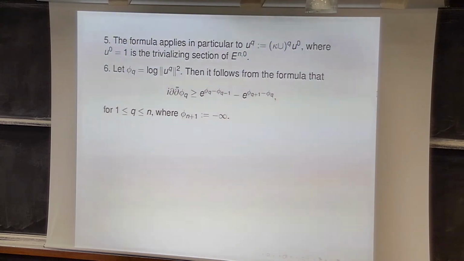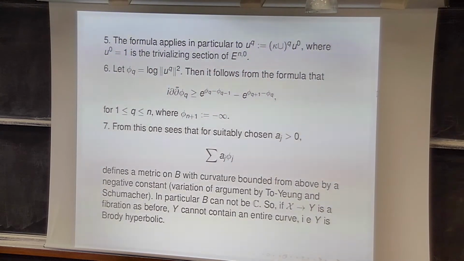And you should interpret this when q is equal to n. You should interpret this one as minus infinity, so the last term disappears then. Okay. From this one sees then, and this is a variant of an argument by Tu, Yau and Schumacher, that you can take a combination of those with positive numbers, such that this defines a metric on the base with the curvature bounded from above by a negative constant.